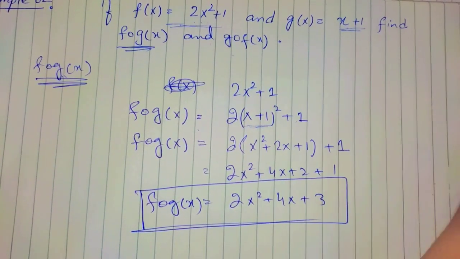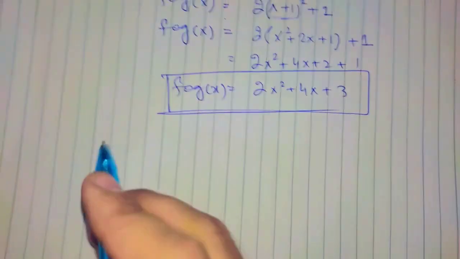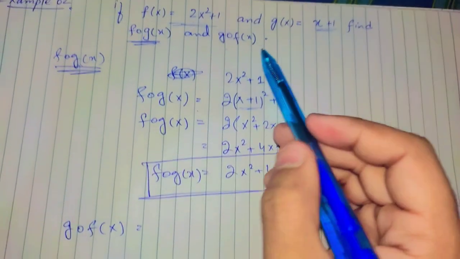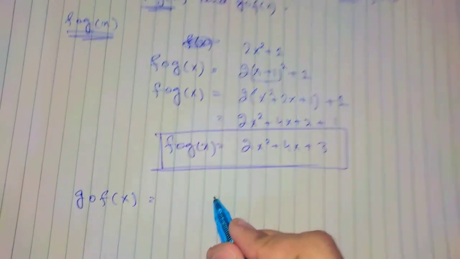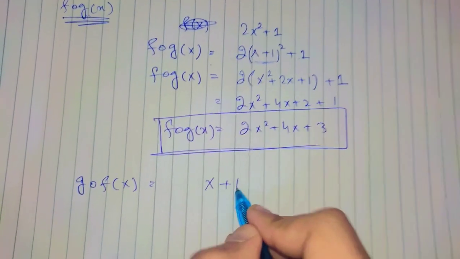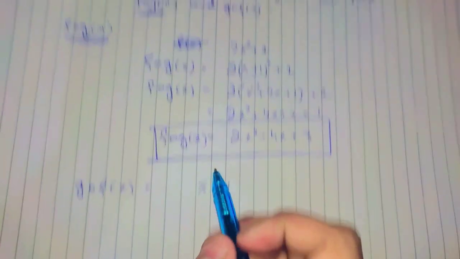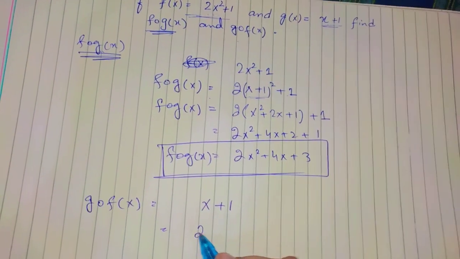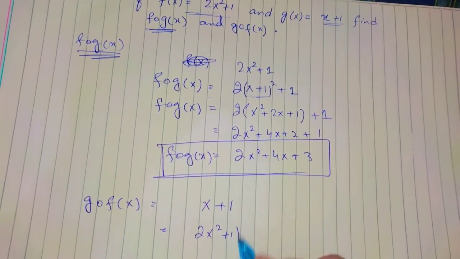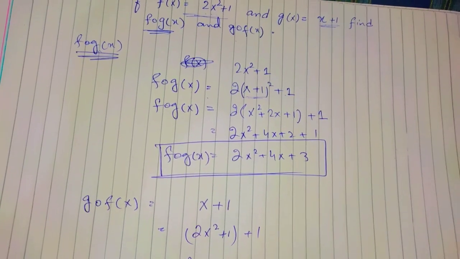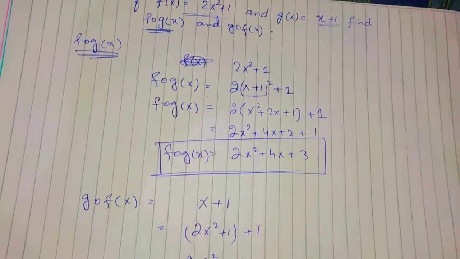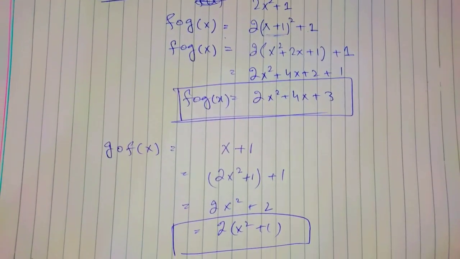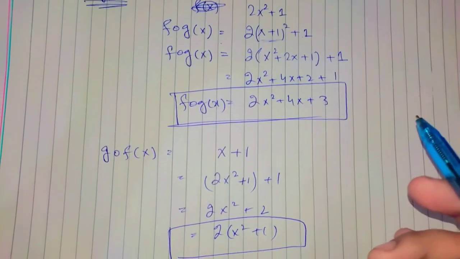Okay, now find g of f of x. How to find g of f of x? For g of f of x, you have to put the value of f of x into g of x. So g of x equals 2x plus 1 and f of x equals x square plus 1. So you have to put this value in x. You will get 2 into (x square plus 1) plus 1, so you will get 2x square plus 2. Take 2 common, x square plus 1. So this is the answer for g of f of x.